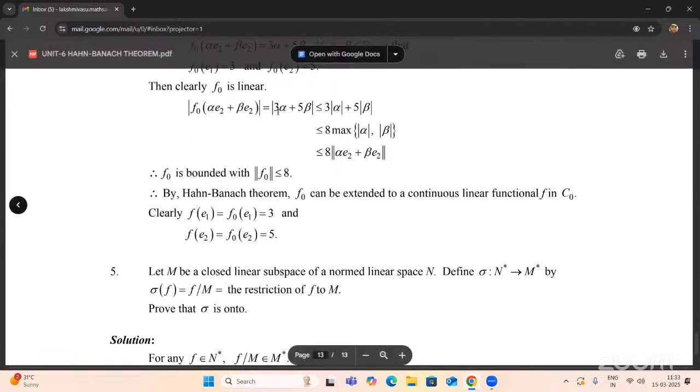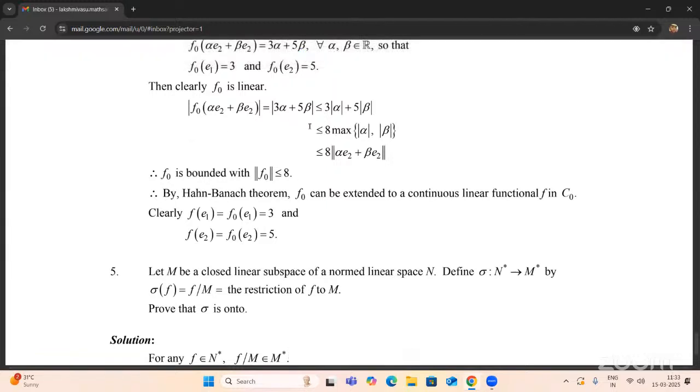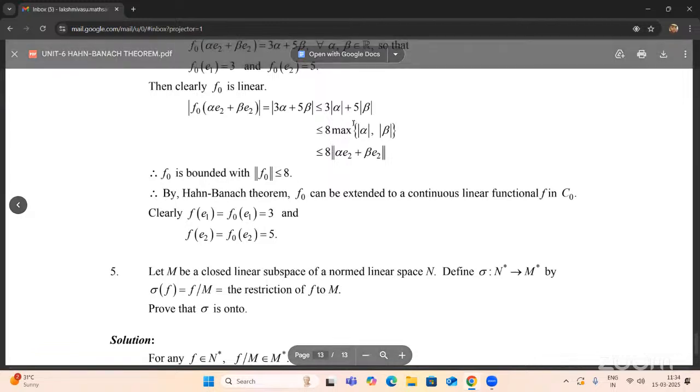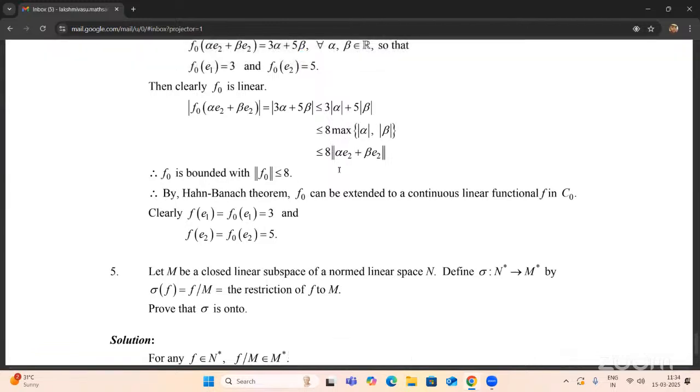So this is mod 3 alpha plus 5 beta less than or equal to 3 into mod alpha plus 5 into mod beta. Here those values are equal. In between, that is 3 plus 5, both are scalars, in the real part. So 3 plus 5 is 8. The maximum of mod alpha and mod beta can also be written as the norm of alpha E1 plus beta E2. So f naught is bounded with norm f naught less than or equal to 8.